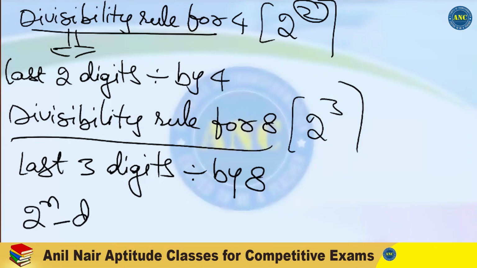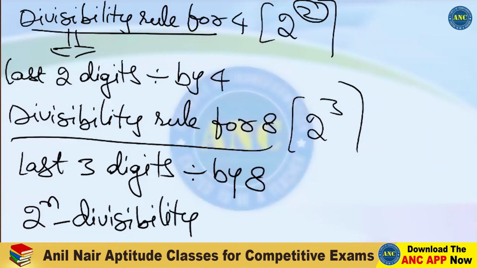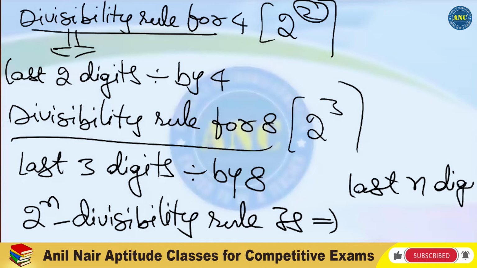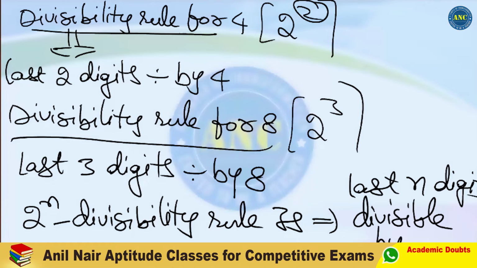2 power n divisibility rule is, last n digits should be divisible by 2 power n. I hope it is clear.